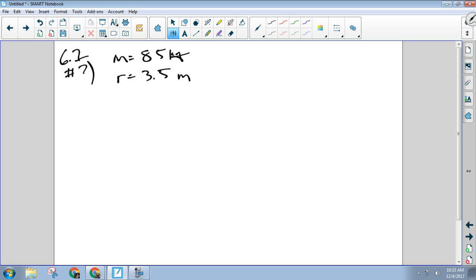I think I didn't stress this in the notes. When it says uniform circular motion, the assumption there is that the radius and velocity and frequency are all constant. That's what uniform circular motion means.